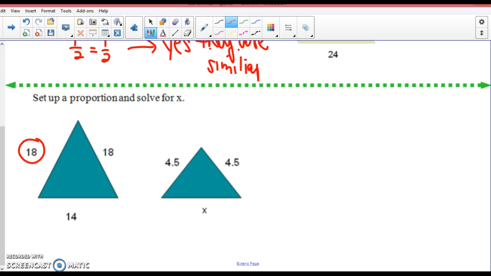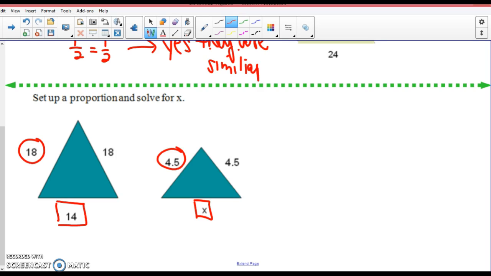What does 18 match up with over there? What does 18 match up with on the other triangle? What does 14 match up with over there? X. We call those the corresponding parts. I'm not in love with the way this problem is set up because it should say that they are similar, but it doesn't. So we're going to assume. I like to do these notations.